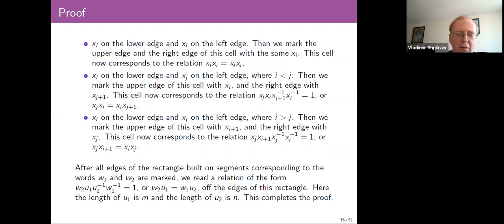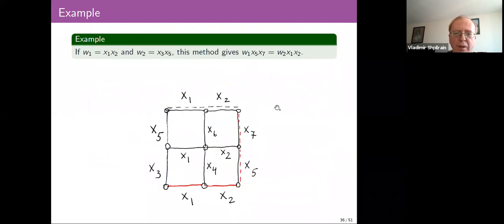But let me give a particular example where W1 is X1, X2, and W2 is X3, X5. So there are two words of length 2. We mark the word W1 on the horizontal line here in red, X1, X2, and the word W2 on the vertical line. It was supposed to be blue, but it is almost black. So it's bottom to top, X3, X5.